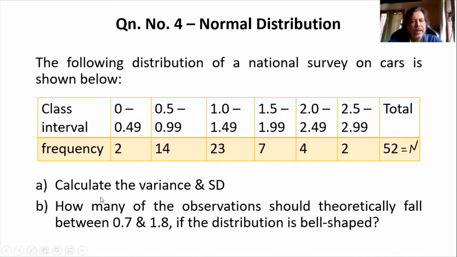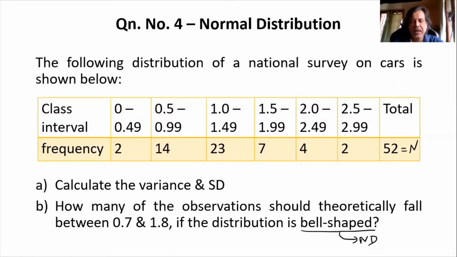What is the question? Calculate the variance and standard deviation of this particular distribution. Then second question is, how many of the observations should theoretically fall between 0.7 and 1.8 if the distribution is bell-shaped? When they say bell-shaped, it's nothing but normal distribution, right? So this is the question.